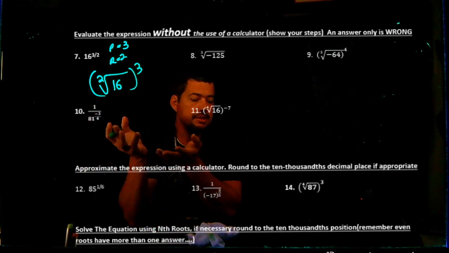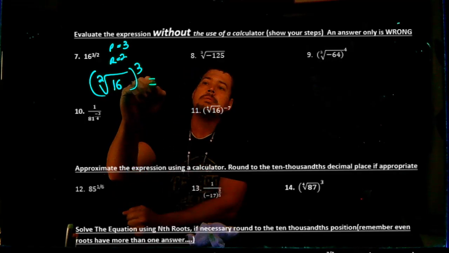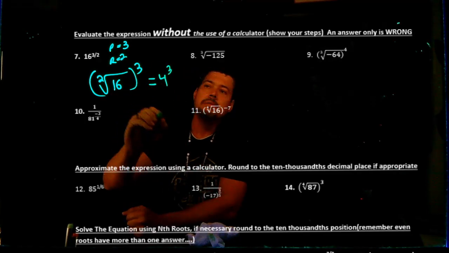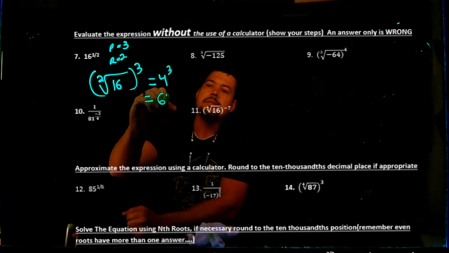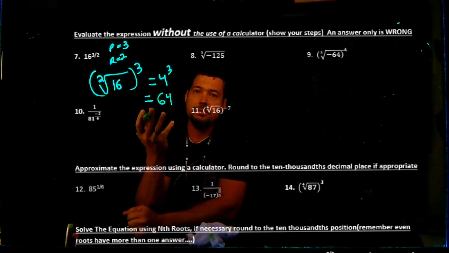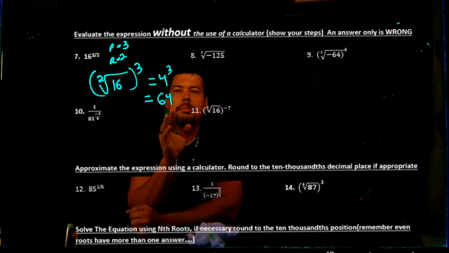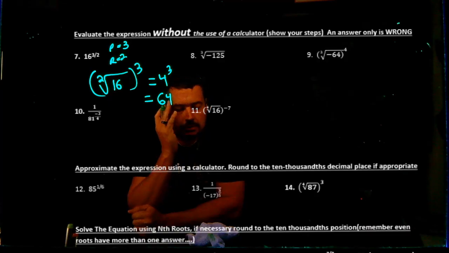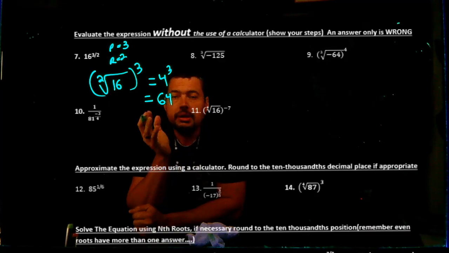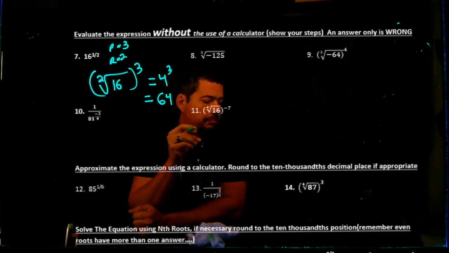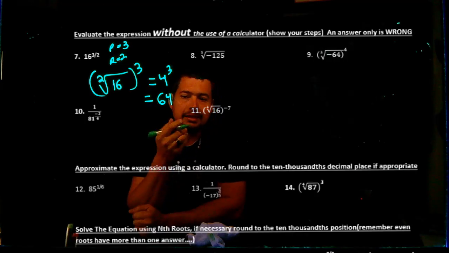So the square root of 16, last I checked, was 4. And if I cube it, I would have 64. Because 4 times 4 times 4 is 64. Do not be the kid who thinks that's 12. I'm so tired of that kid. Don't be that kid.